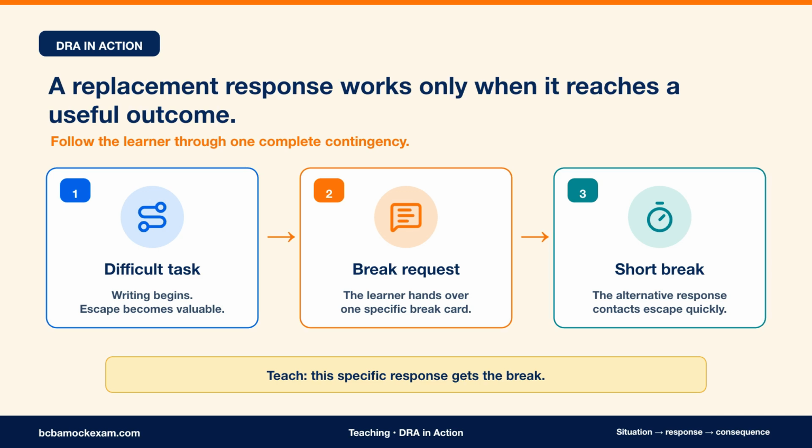Follow the complete contingency. A difficult task makes escape valuable. The learner hands over a break card, and staff provide a short break promptly. The teaching message is not merely to stop problem behavior. It is that this communication response works. A named replacement response producing the consequence is the DRA clue.